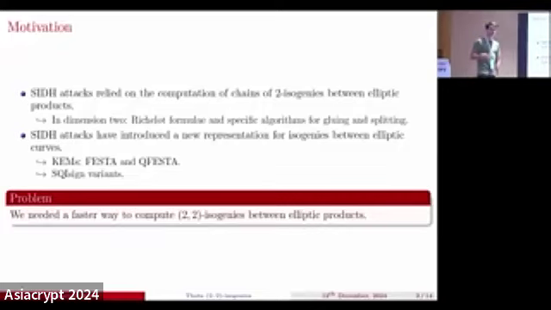So given that so many applications use this building block, computing these chains of 2-isogenies between elliptic products, the main problem and motivation for this work was that, since we want to construct cryptosystems, it became evident that we needed a faster way to compute these 2-isogenies between elliptic products.